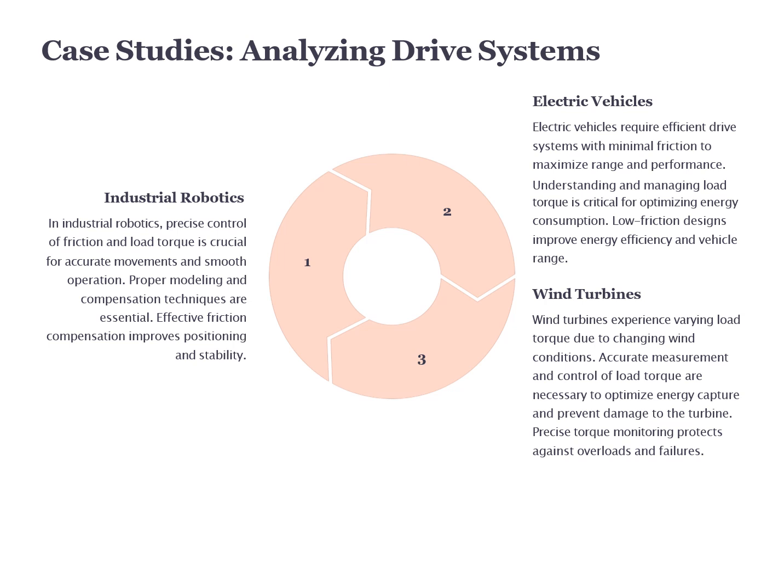To wrap up the things, let's look at some real-world case studies where understanding equivalent drive parameters, friction, and load torque is crucial. First, industrial robotics. In robotics, precise control of friction and load torque is essential for accurate movements and smooth operation. Effective friction compensation improves positioning and stability, which is critical for tasks like assembly or welding.